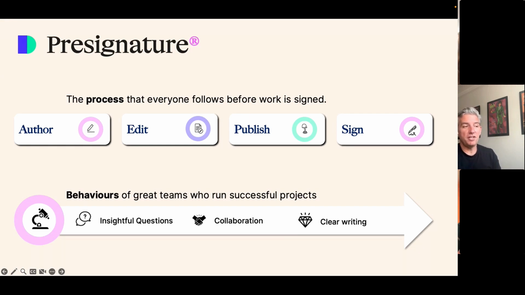And going back to, if you've been to any of our other webinars or had training, you would know the process that Deployed follows is called our pre-signature process.